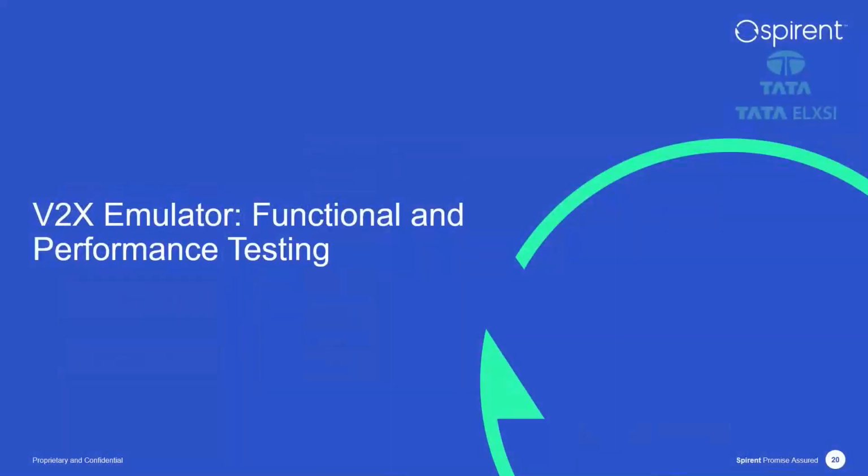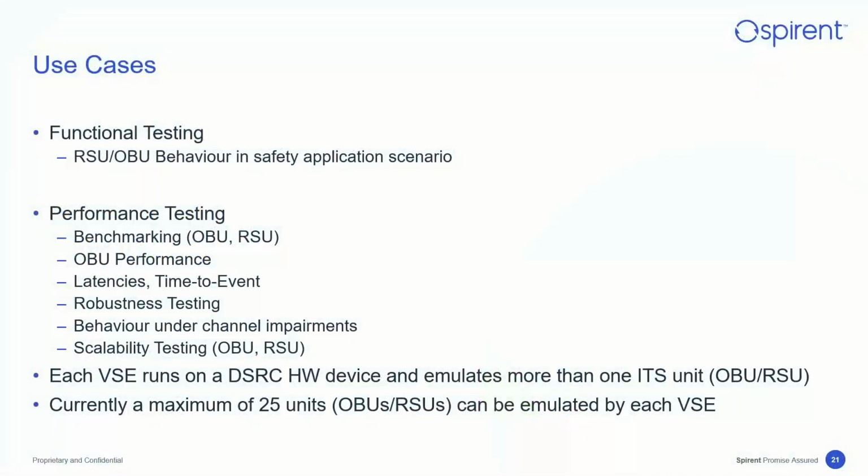So I will now walk you through our solution for functional and performance testing, which is also a bench test solution, but provides some features that will help you reducing, or let's say controlling your cost on field testing. So the purpose of it is to support functional testing, allowing you to validate the behavior of an OBU or a roadside unit in a bench context by simulating the environment, so simulating the traffic and observing the behavior of the DUT while that simulation is ongoing.